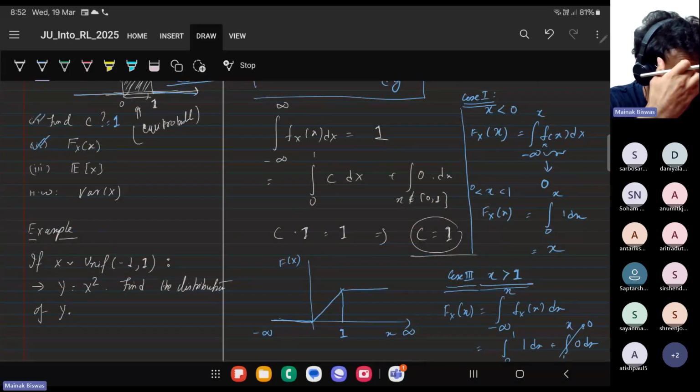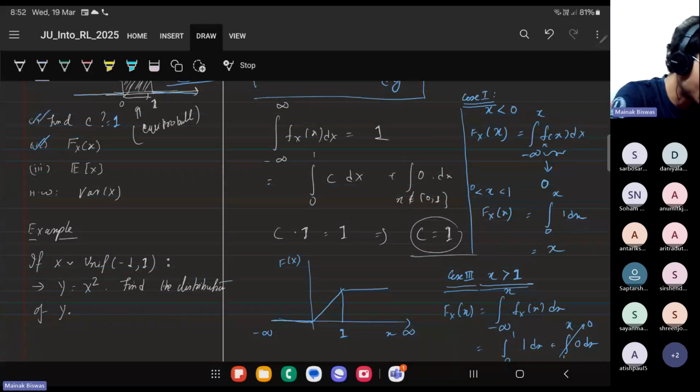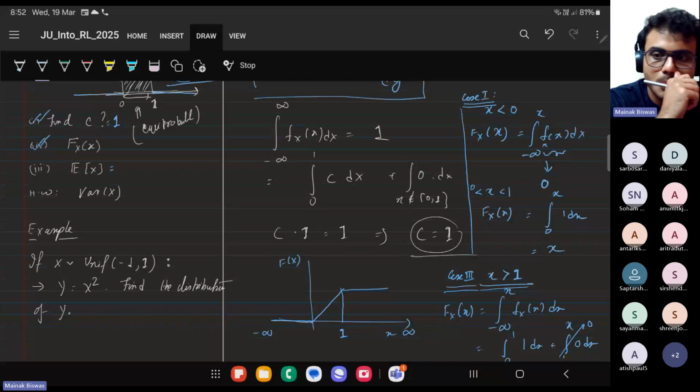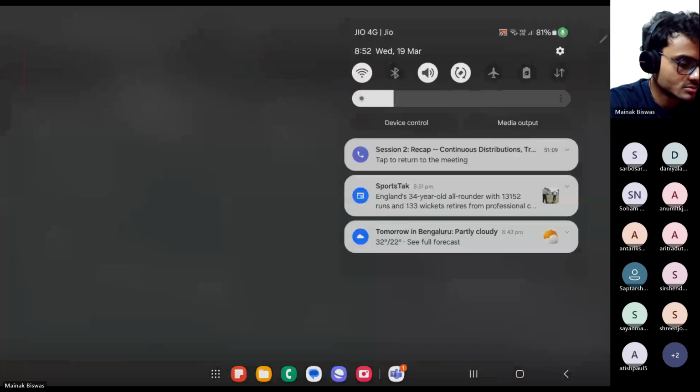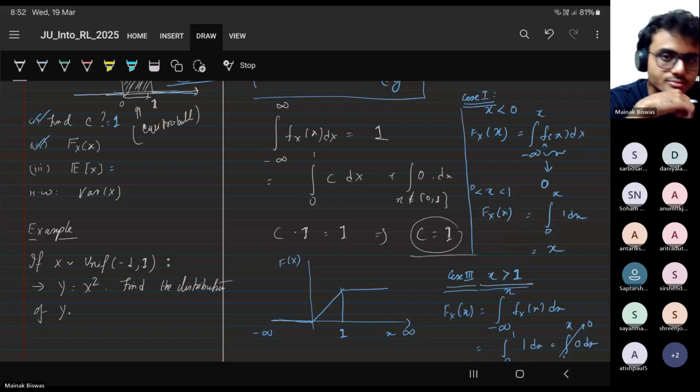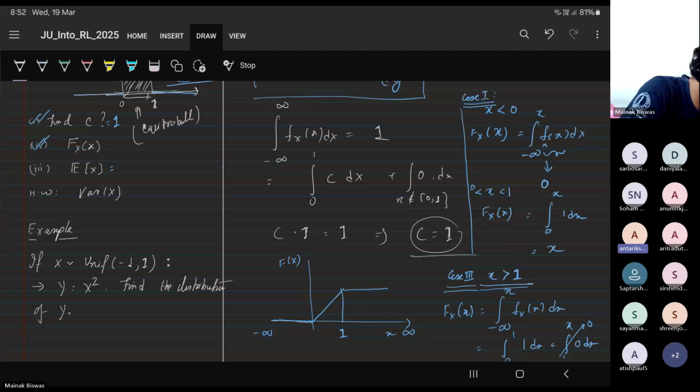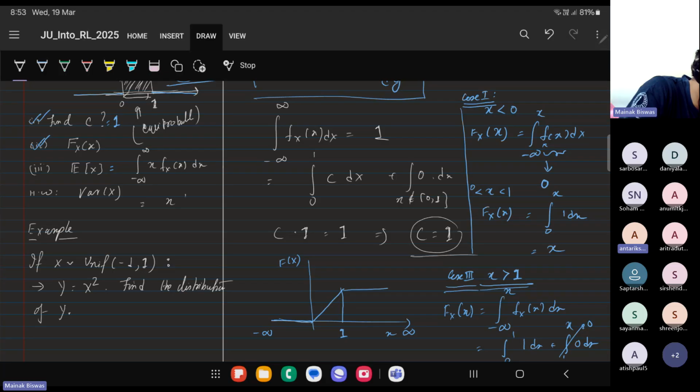If there's no question, we'll come to the second question, that is the expected value of x. So someone help me with the expected value of x. What can I write this as? Tell me the equation. Integration from minus infinity to infinity of x f of x dx. So it's going to be x dx only for x from 0 to 1, and this is x squared by 2 from 0 to 1.